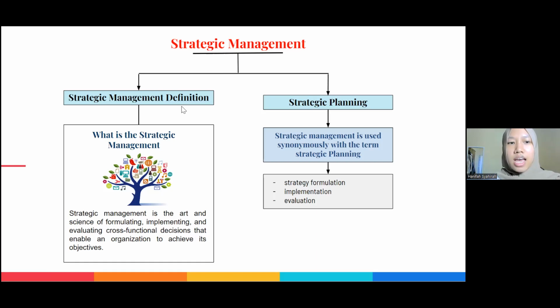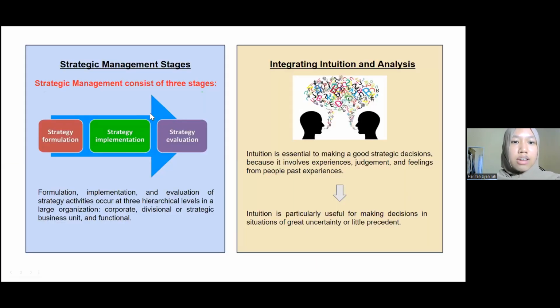Next, we can move to strategic planning. In strategic management, you need to make a plan with three steps. The first is strategy formulation, the second is implementation, and the third is evaluation. In the formulation step, you need to analyze the company's values and the objectives or goals that you want to achieve for the company itself.